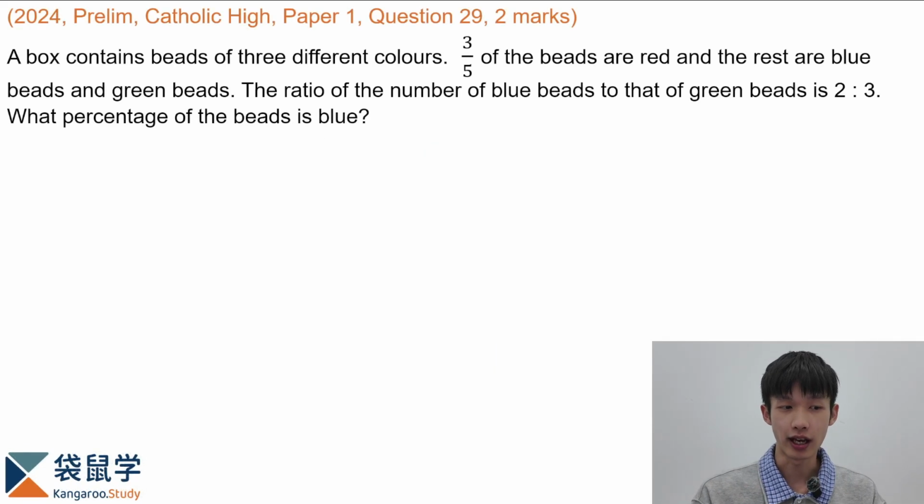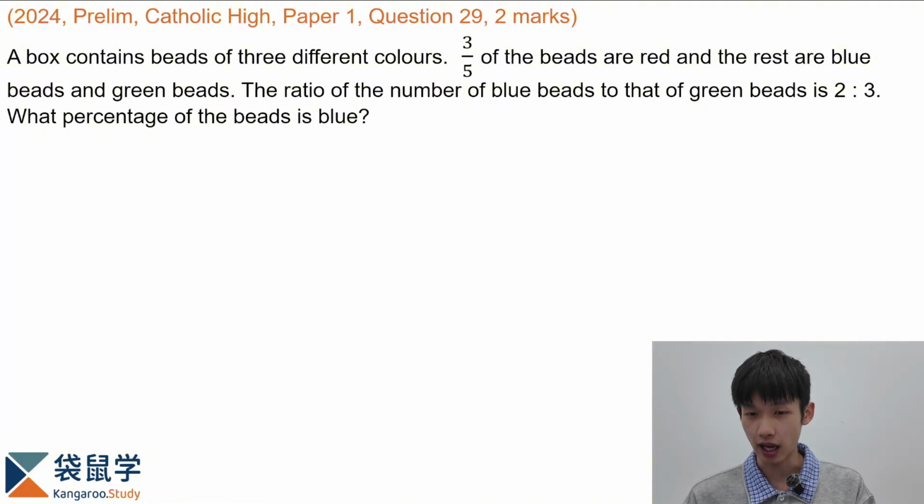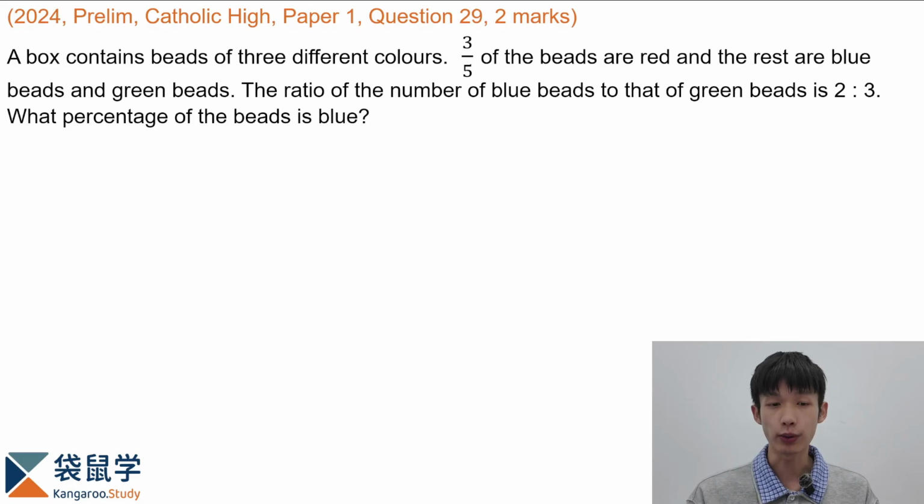If we take a look at it, a box contains beads of 3 different colors, and 3 over 5 of the beads are red and the rest are blue. So first of all we have a fraction, and then not just it. The ratio of the number of blue beads to that of green beads is 2:3. So we have a ratio between the rest 2 colors. And we're asking for what percentage of the beads is blue.